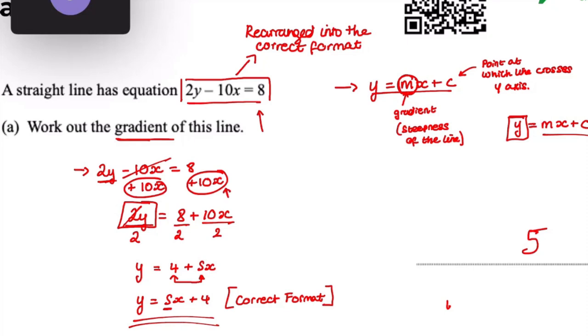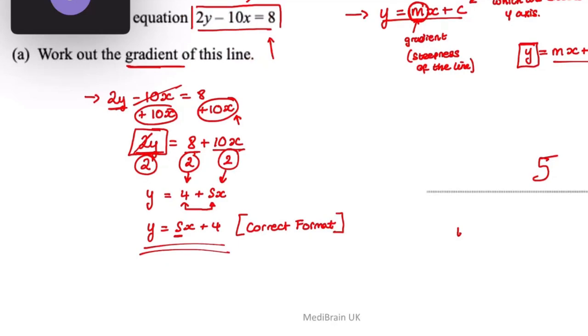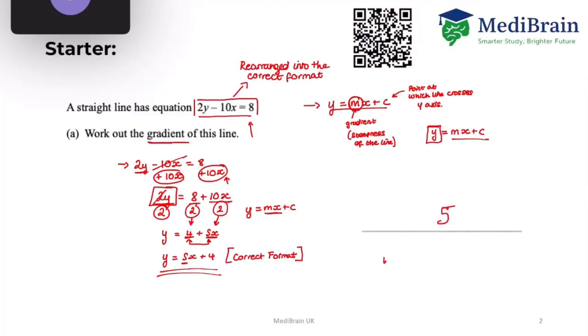Now we want y to be by itself, so we're going to get rid of the 2. 2 is being multiplied, so we divide by 2 on both sides. We know that 8 divided by 2 is 4, and we know that 10 divided by 2 is 5, so we have y equals 4 plus 5x. But we want the form y equals mx plus c. We want the x term to come first, so all we're going to do is switch these two around. So it's going to be y equals 5x plus 4. Okay, so the gradient is 5 because the gradient is the number which comes before the x.